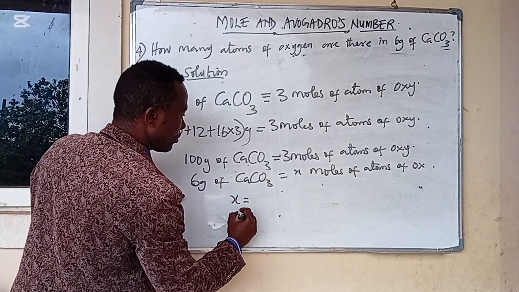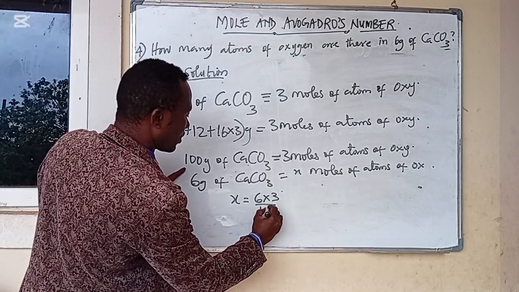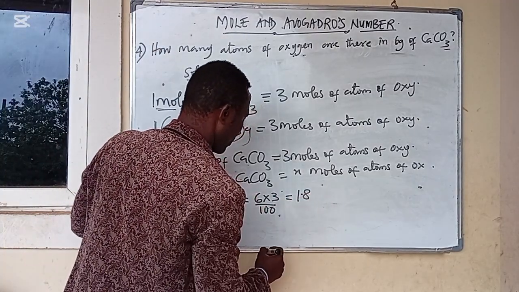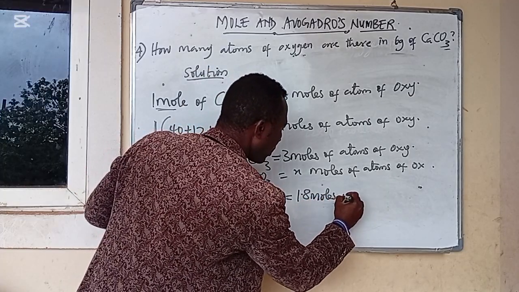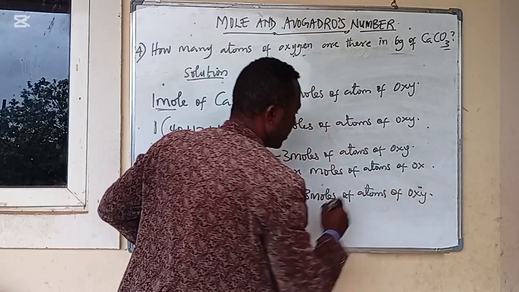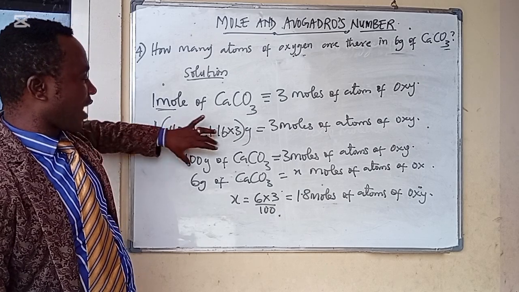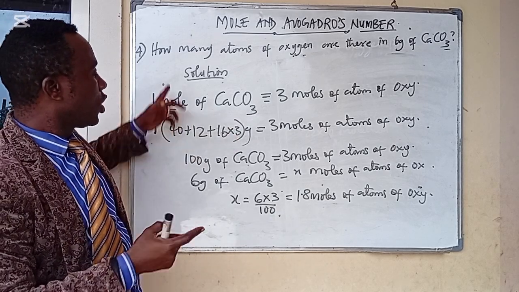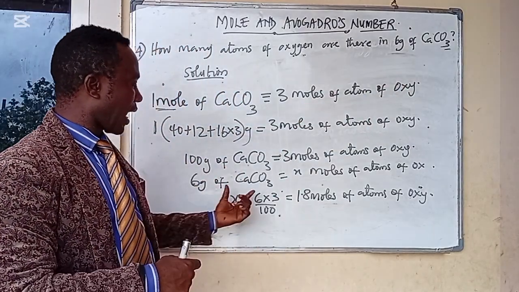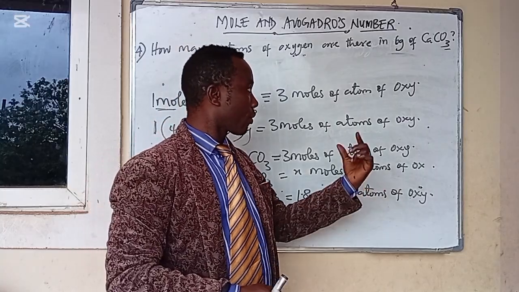Now find what X is. X here will become 6 times 3 divided by 100. So that will give us 1.8 moles of atoms of oxygen. So what does it mean? It simply means that if 100 grams of calcium carbonate, which is 1 mole, will give us 3 moles of atoms of oxygen, then 6 grams of that same calcium carbonate will give us 1.8 moles of atoms of oxygen.